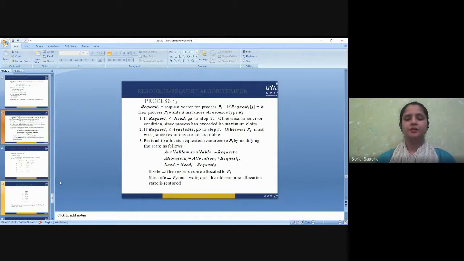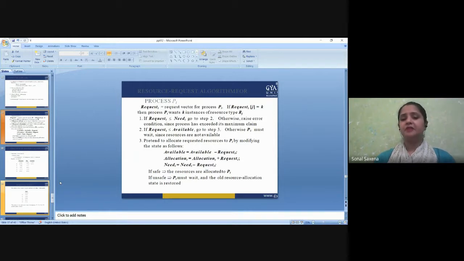So this is the resource request algorithm that you can see. This is the request for process Pi, where Request i is equal to the request vector for process Pi. Now if Request j is equal to k, then process Pi wants k instances of resource type Rj. If Request i is less than or equal to Need i, we can go to step number 2, otherwise raise an error condition since the process has exceeded its maximum claim. As I told you, a process cannot request more than its need. So the request can be made up to need or less than need.